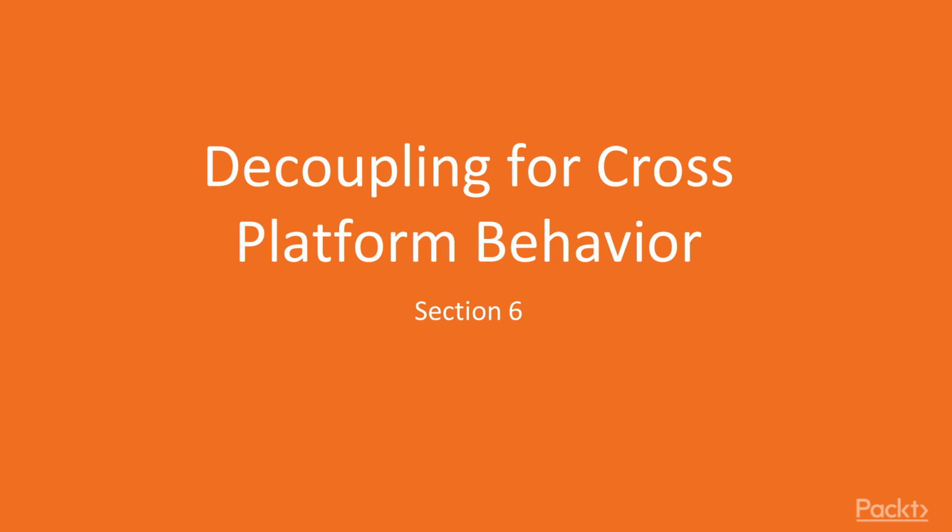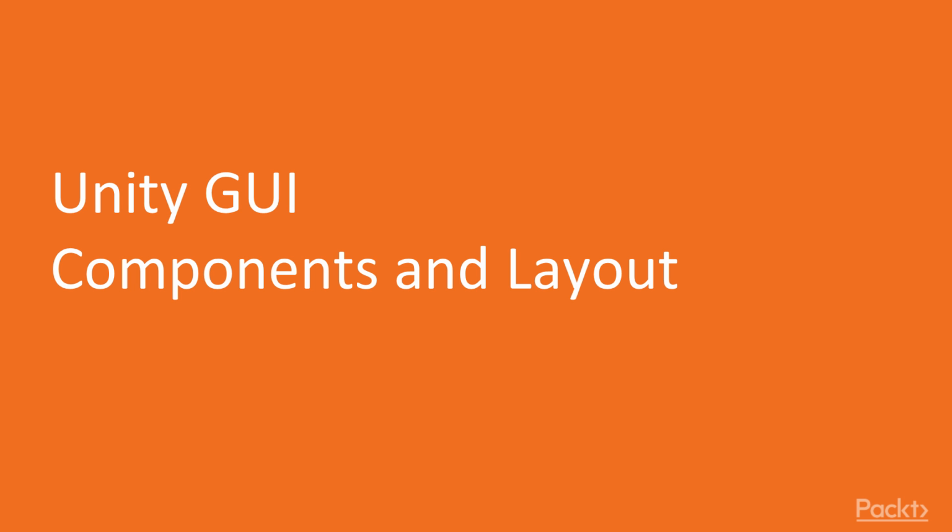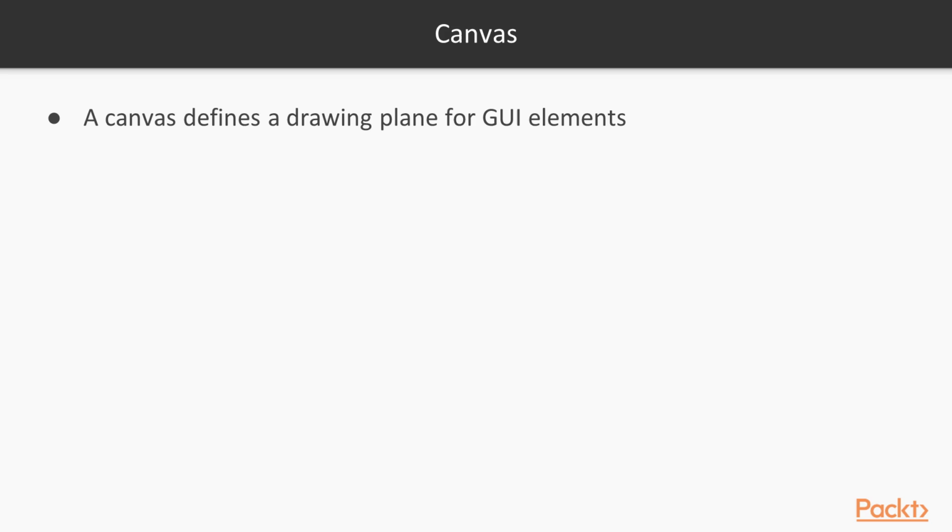Section 6. Decoupling for cross-platform behavior. Unity GUI components and layout. The Unity UI system should not be confused with the old GUI system called IMGUI, also known as immediate GUI mode. The core of the Unity GUI is the canvas component. The canvas component serves the same purpose as a 2D or 3D renderer in Unity. It renders the GUI components, which are its children.